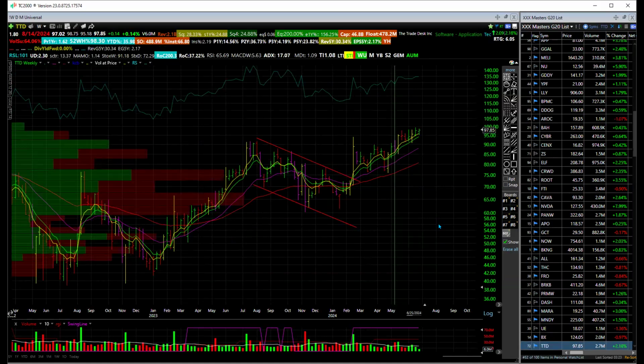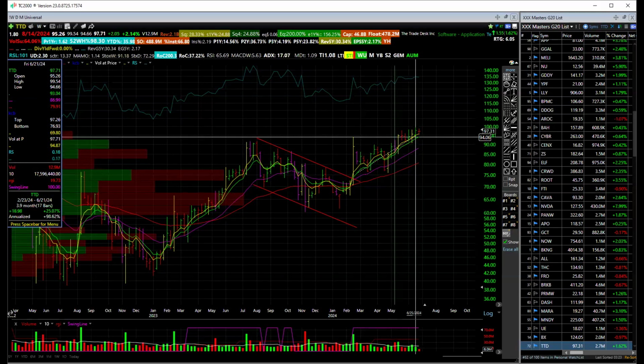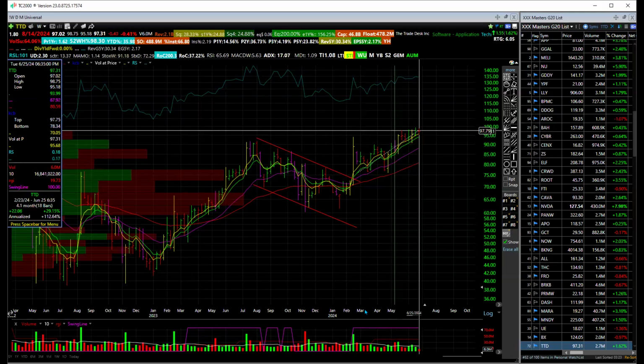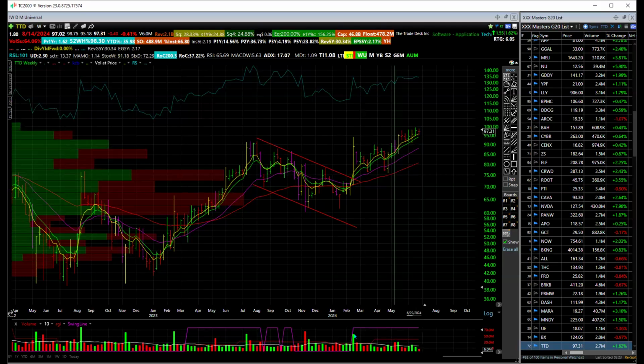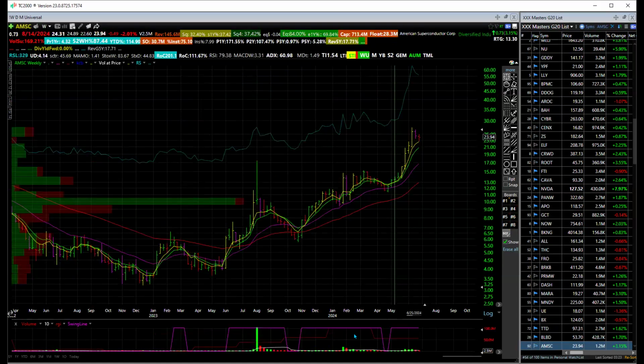The Trade Desk, so this one is a little volatile in the sense that it has big weekly moves where we can see a downtrend. And clearly, this was like an earnings breakout. From here, it's actually moved up pretty smartly. Bluebird, which makes those engines, I believe. AMSC.